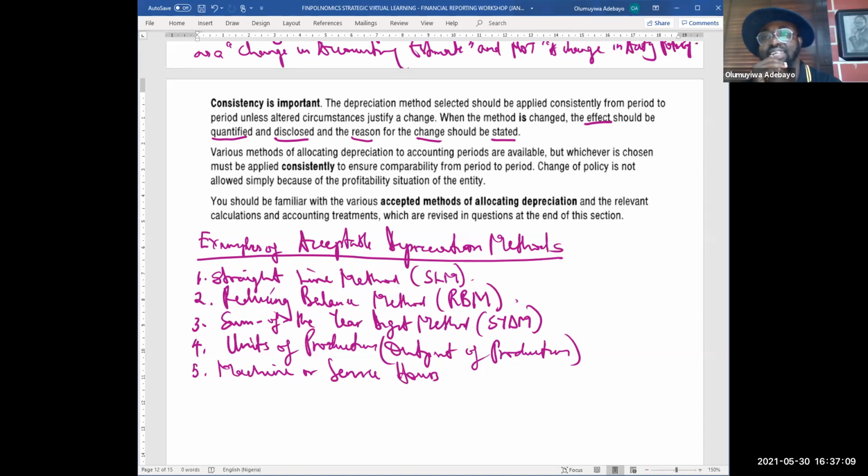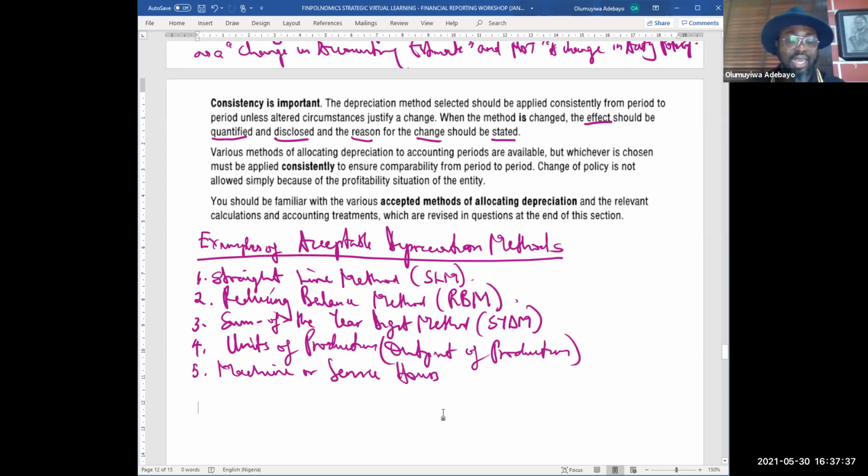Okay, you can use as many as possible. If you are in oil and gas industry for upstream, the method for DD&A, which means depreciation, depletion, and amortization, is usually based on output. That is based on your proved reserve. What quantity have you lifted out of the ground? You use that percentage to determine your depreciation, which is equivalent of unit of production.